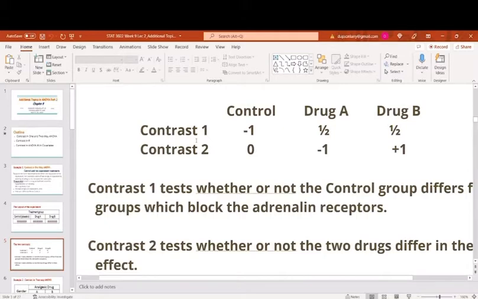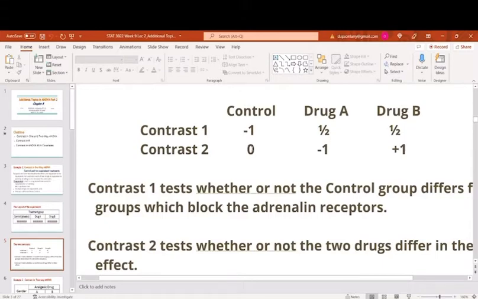Okay, if you look at it in contrast 2, you can see we're only comparing whether there's a significant difference between drug A and drug B. Since we're comparing one level with another one level, the weight is going to be 1 and -1. The one we're not interested in right here is going to have a weight of 0. Look at that. In the second contrast, I'm not interested in control. Therefore, the contrast weight is basically going to be 0.